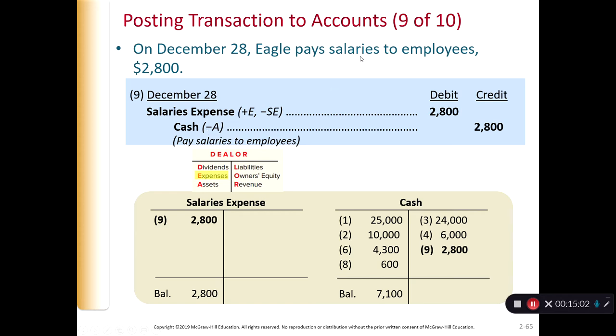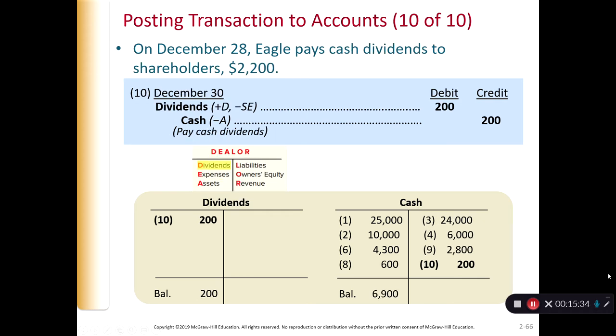And the employee's salary is an expense account. Do you remember? An expense account is a debit balance account because it's on the left-hand side, right? That's the reason why when there's an expense, we debit expense, and when cash decreases, we credit the cash. Okay, so when we're posting it, we post the 2,800 on the left-hand side for the expense and the 2,800 on the right-hand side for the cash T account.